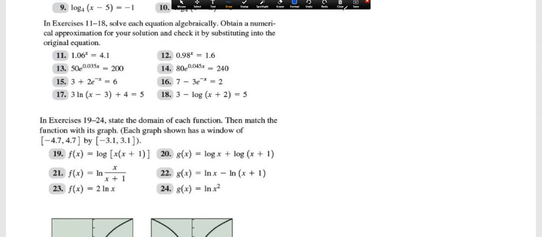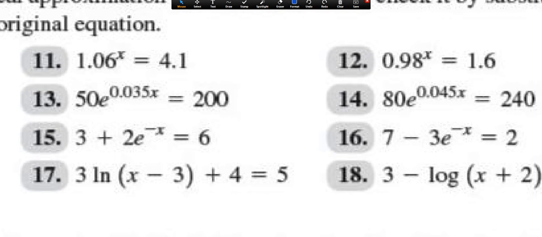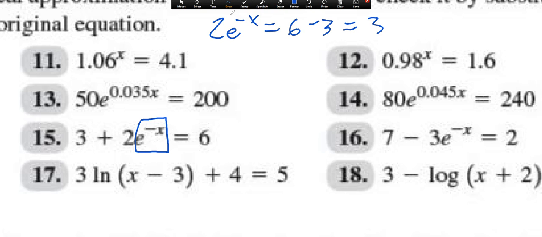Okay. 15. We need that e to the negative x to be by itself. Sorry, I covered up the 2. We want the e to the negative x to be isolated. Maybe I should zoom in. We want that to be by itself. What do we do? Subtract 3. Excellent choice. So 2e to the negative x equals 6 minus 3, which is 3.